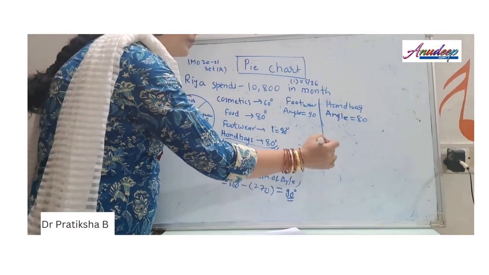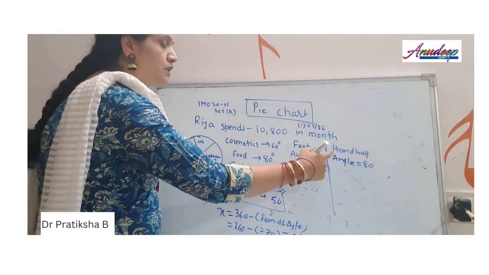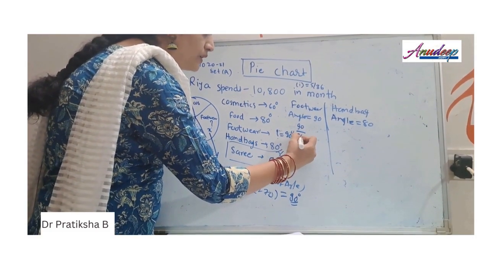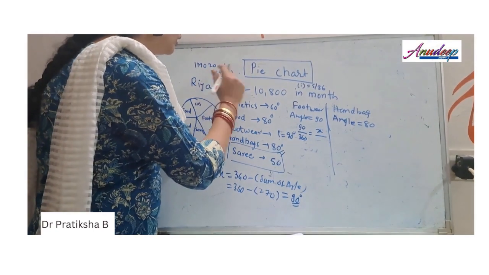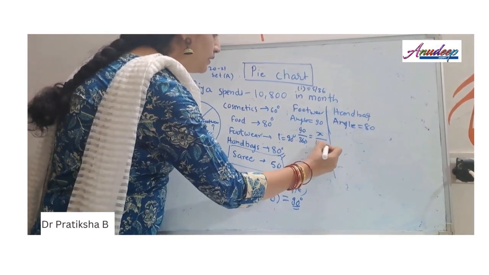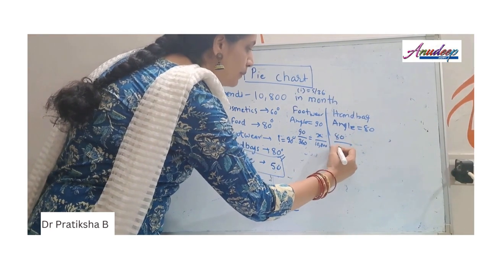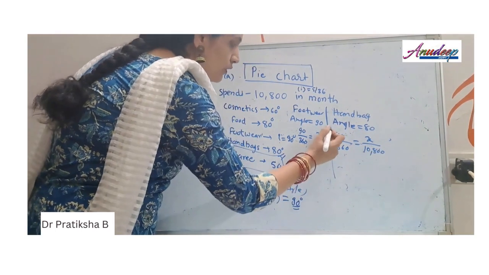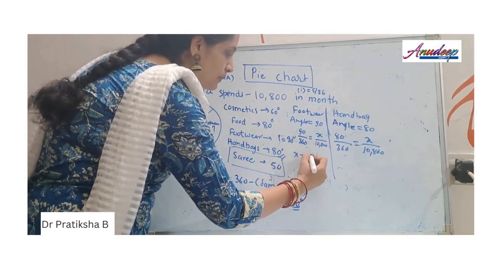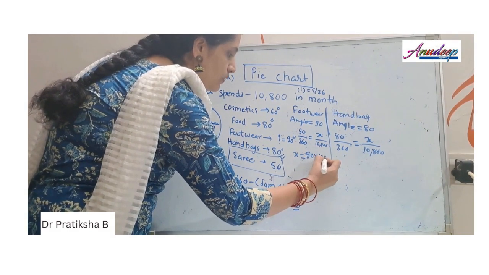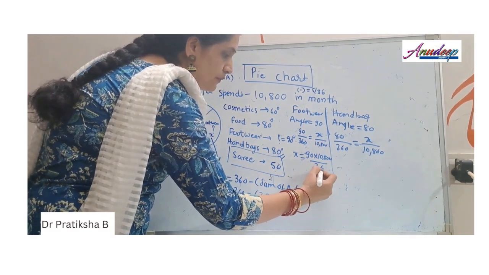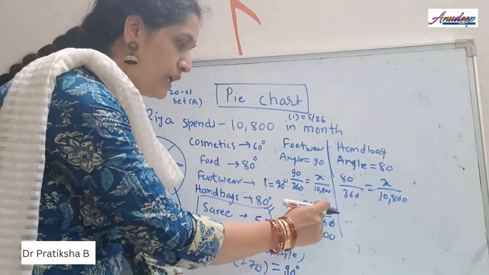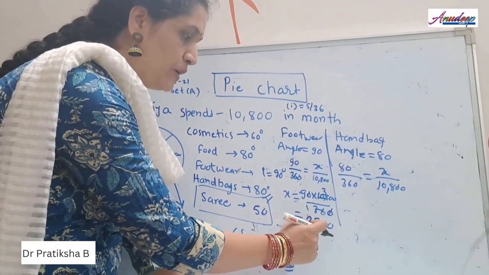So we want to calculate how much she is spending on both these things. The formula we'll be using is 90 upon 360 is equal to x upon the total that she is spending, 10,800. Similarly, here it will be 80 upon 360 is equal to x upon 10,800. We want to find the value of x. So let us cross multiply. It will be 90 into 10,800 upon 360. The quantity she is spending on footwear comes out to be 2,700.